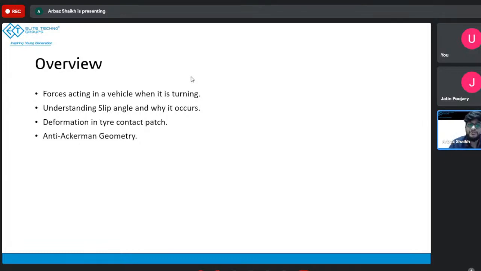Once you're done with the geometry, everything after that, the pinion calculation, the rack calculation, the tie rod calculation, the steering effort calculation, everything will remain the same as we had in the previous session. So I will not be going over that once again. I'll just show you how to calculate the anti-Ackerman geometry, how to use simple trigonometry to calculate all the values in anti-Ackerman geometry. Then we'll do the calculation based on anti-Ackerman geometry.